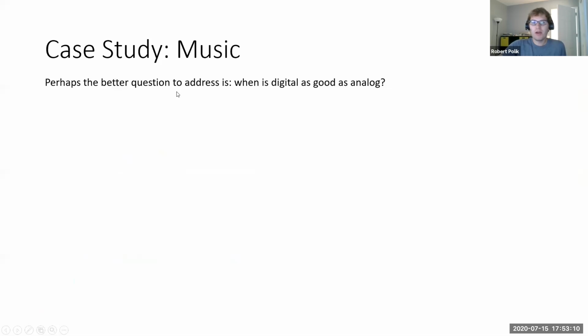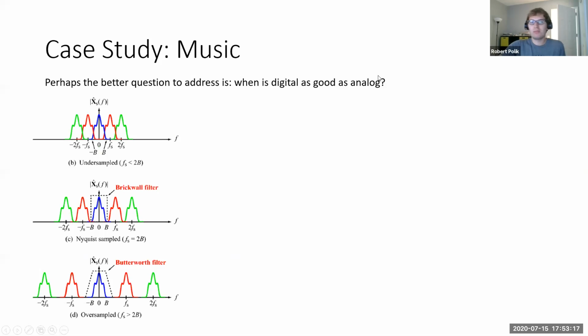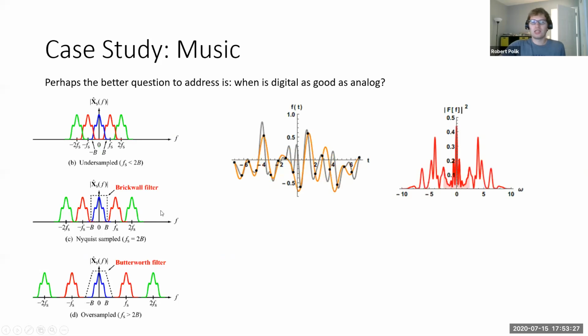So maybe the better question to ask is, when is digital as good as analog? Because analog seems to be perfect. At least we've been assuming it to be perfect so far. So when is digital as perfect as analog? And so this introduces us to the Nyquist criteria: it needs to be above a certain frequency.